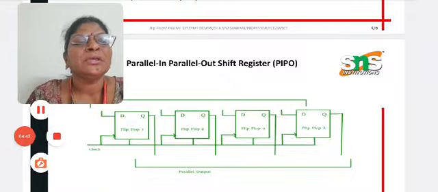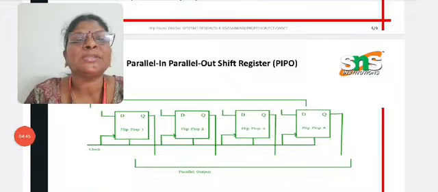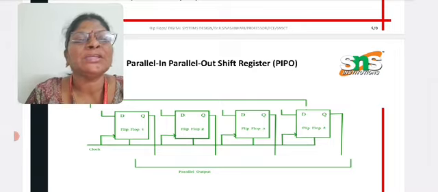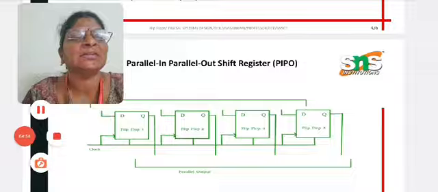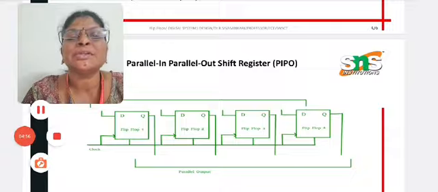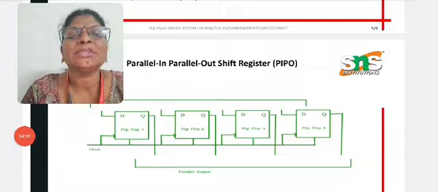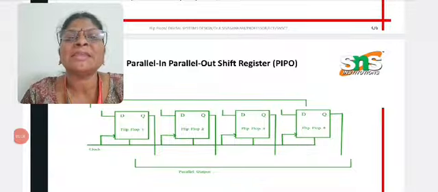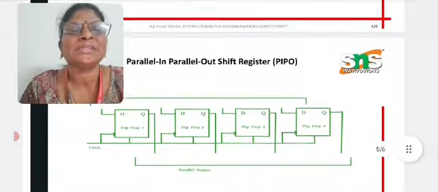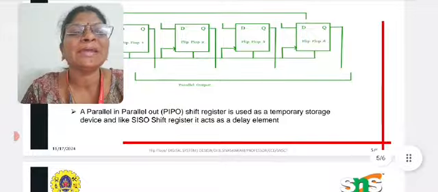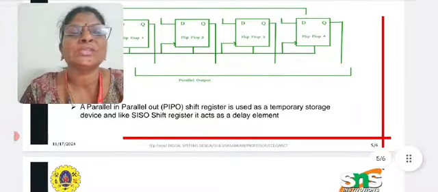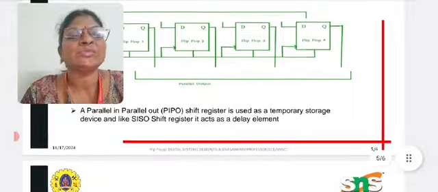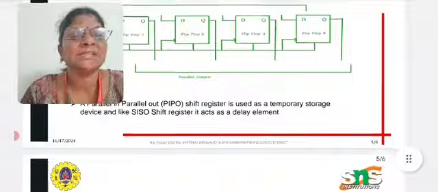So the 4 D flip-flops are given the parallel input and also the clock pulse, and immediately we have to clear the previous data, and by using the clock pulse we can give parallel inputs and the same parallel output will also be received. So a parallel in parallel out shift register is used as a temporary storage device. Unlike the SISO shift register, it does not act as a delay element.